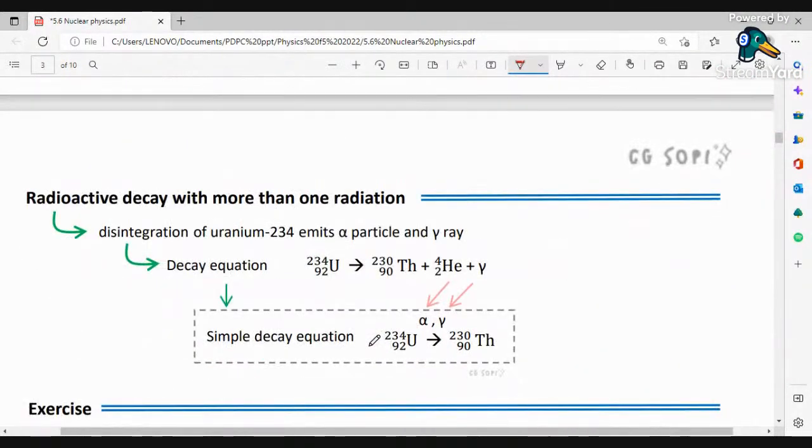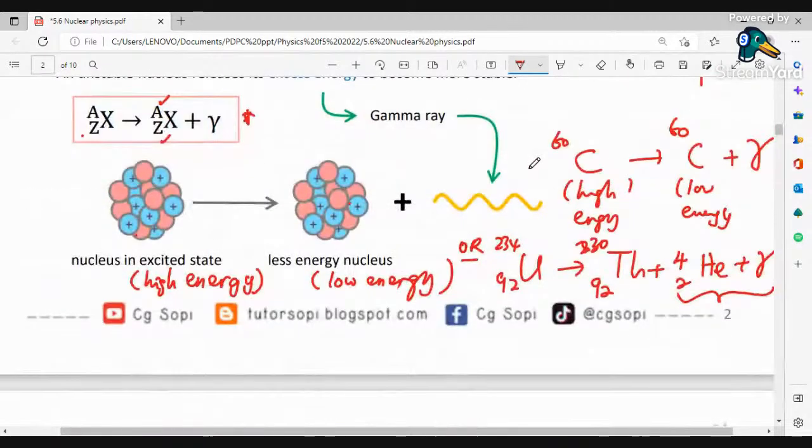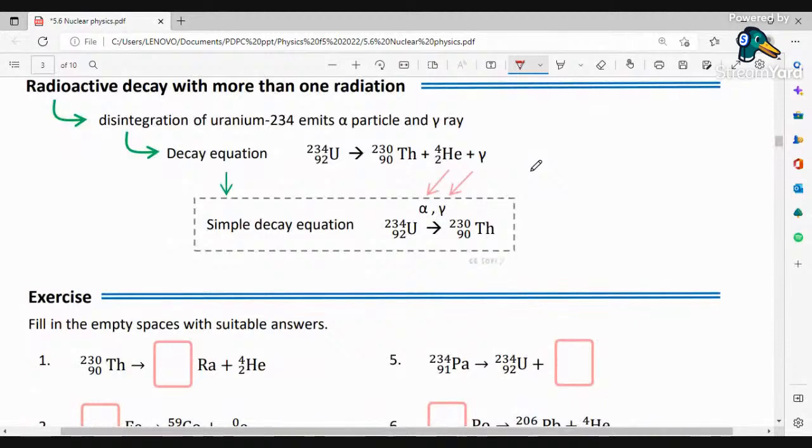Okay, radioactive decay with more than one radiation. Ini contoh. Ini yang tadi saya tunjukkan. Ini case mana lebih daripada 2 jenis radiation. Okay, ada alpha and gamma at the same time.